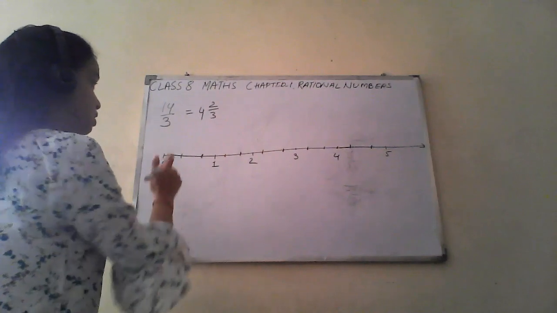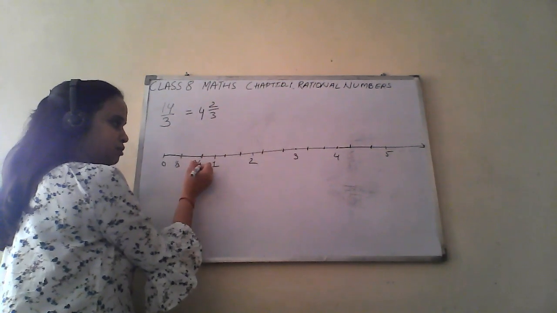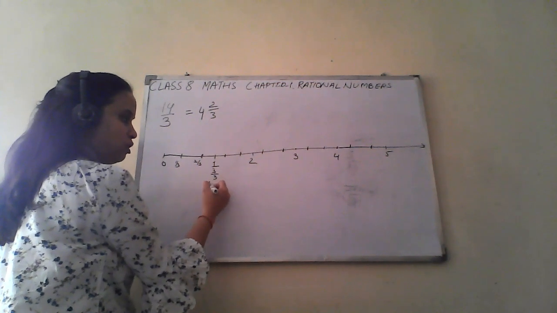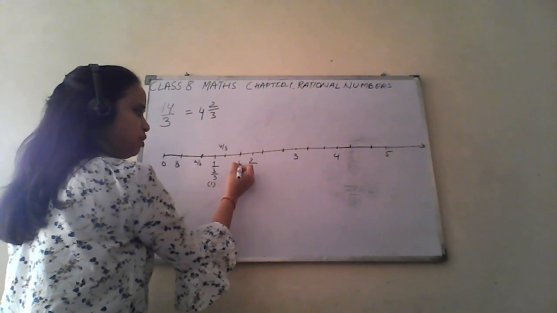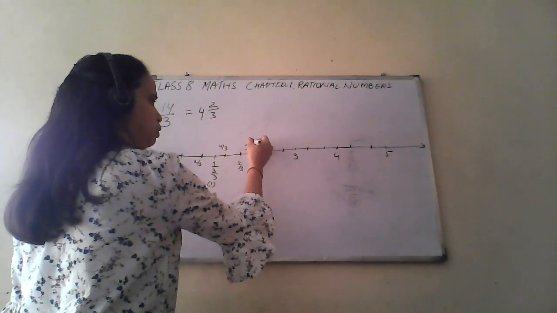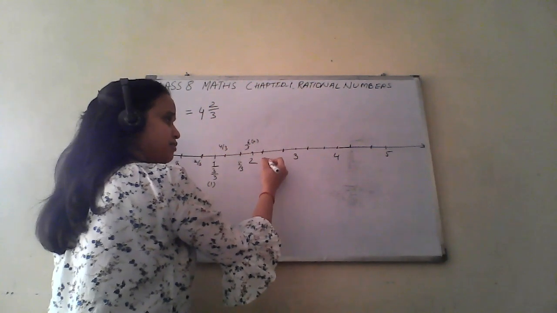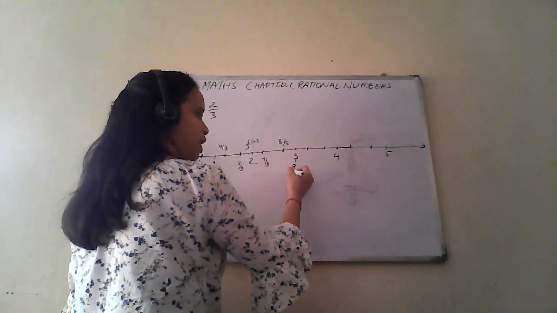Okay. So what will it be? It will be 1 by 3. This will be 2 by 3. This will be 3 by 3 or 1. This point will be 4 by 3. This point will be 5 by 3. This will be 6 by 3 or 2. This will be your 7 by 3. This will be your 8 by 3. This point will be 9 by 3.